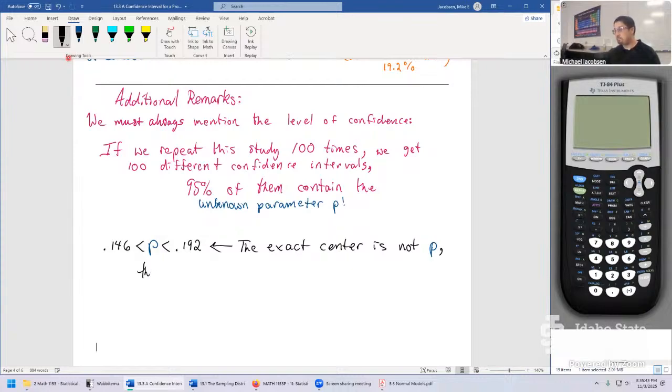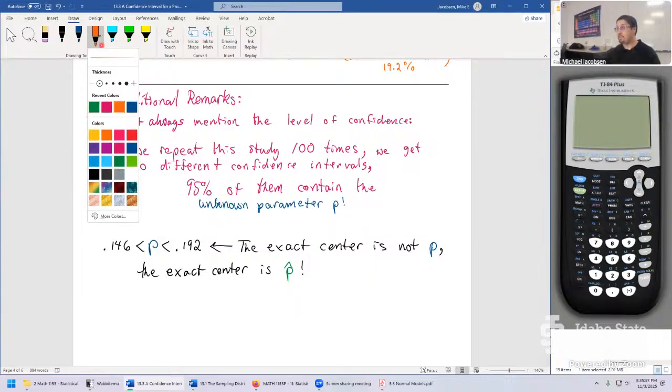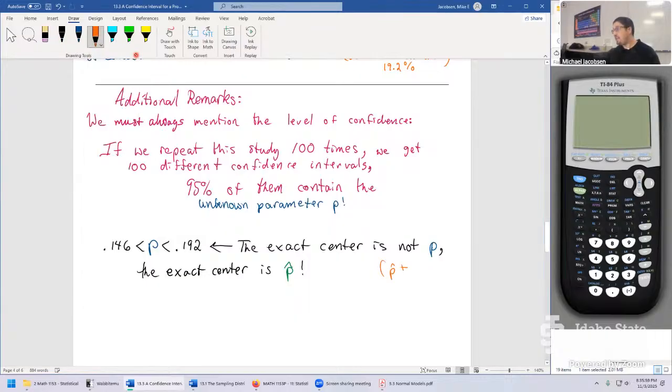The exact center is P hat. That's because the method that calculates this interval went P hat, add or subtract a critical number Z star times the standard error of P hat. Because that's the formula that we use to construct the interval itself. We're adding and subtracting the same value to the P hat. That means the sample proportion of successes P hat was the dead on center.